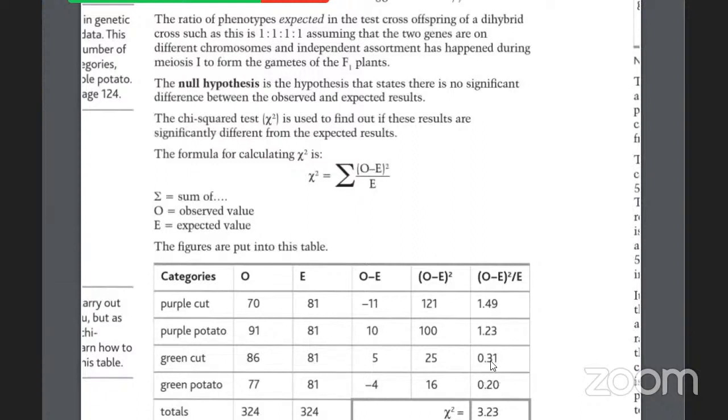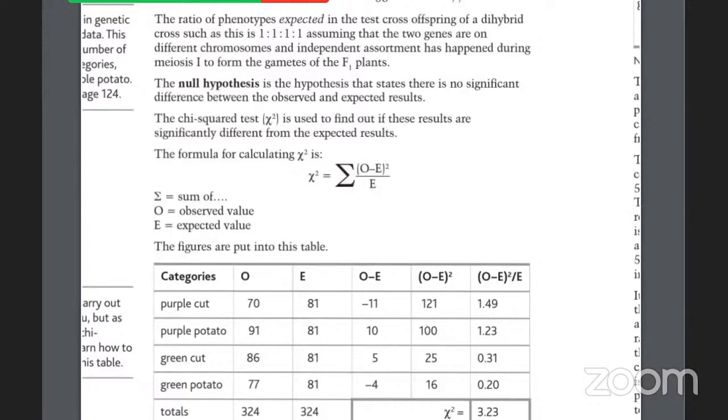And when you get all the answers, remember this symbol, kind of like an E, means sum of. We're going to add up the 0.2, the 0.3, 1.23, 1.49. And that is your chi-squared value. All right, so that is what you will do.